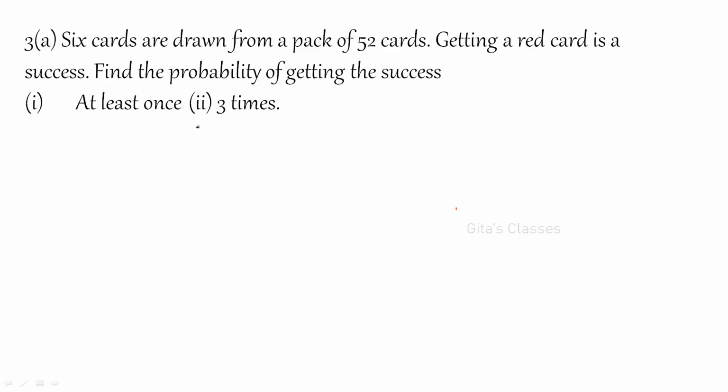Next, 6 cards are drawn from a pack of 52 cards. Getting a red card is a success. What is a success? That is small p, which you are going to find out. And find the probability of getting the success at least once and exactly 3 times.